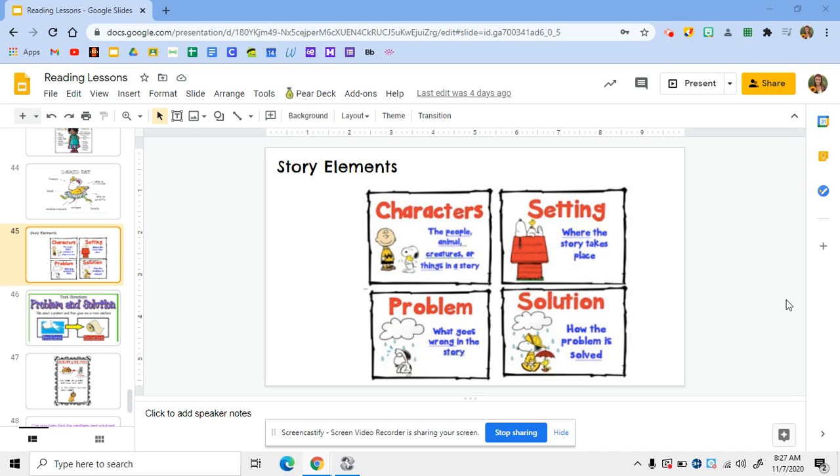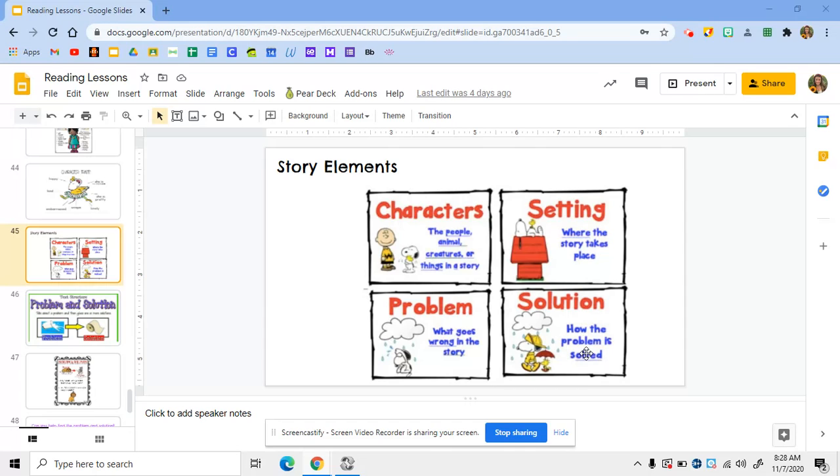This week, we are continuing to talk about story elements. Remember, we have already talked a lot about the characters and the setting of fiction stories. This week, we're going to talk about the problem and the solution. The problem is what goes wrong in the story, and the solution is how the problem is solved.